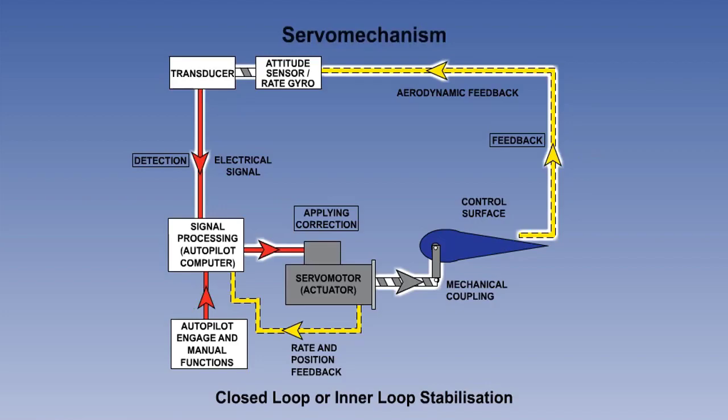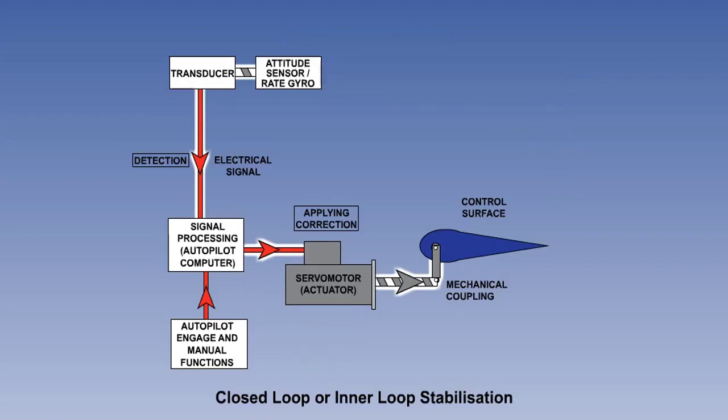The inner loop seen here is also referred to as a servo mechanism. A servo mechanism is defined as a closed-loop control system where a small input is converted to a larger output in a strictly proportionate manner. The control column is still there, of course, but the autopilot takes control of the aircraft when it is engaged. When the autopilot is disengaged, the pilot takes control of the aeroplane manually.